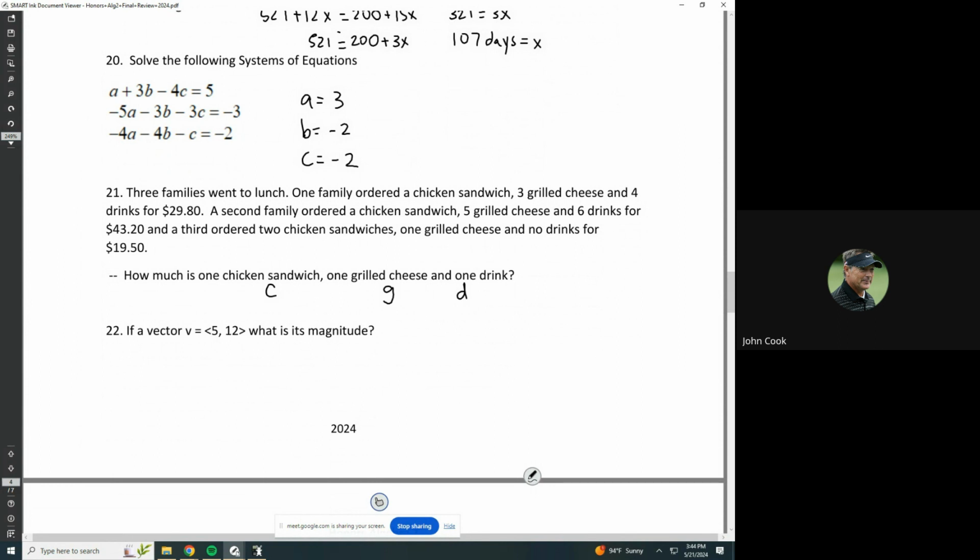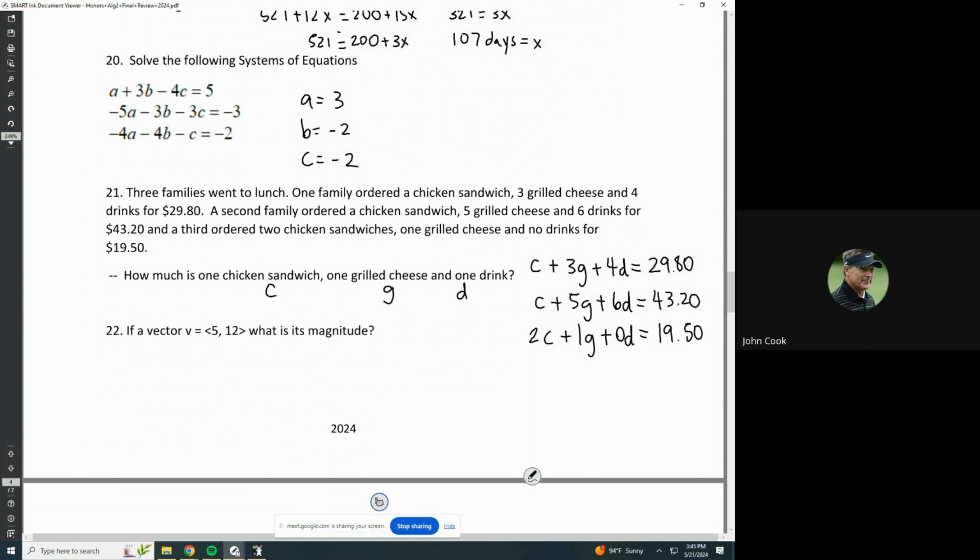So the first family had 1 chicken sandwich, so 1C, 3 grilled cheese sandwiches, so 3G, and 4 drinks, 4D, and the total was $29.80. And then the second family had a chicken sandwich, so C, 5 grilled cheese sandwiches, so 5G, and 6 drinks, so 6D, and the total was $43.20. And then the third family had 2 chicken sandwiches, so 2C, 1 grilled cheese sandwich, 1G, and no drinks, so 0D, and the total was $19.50.